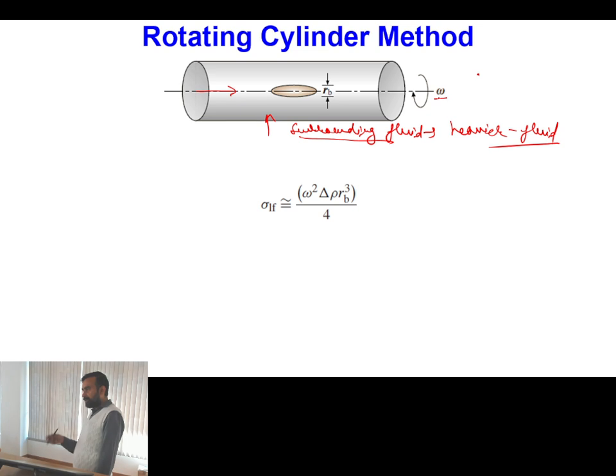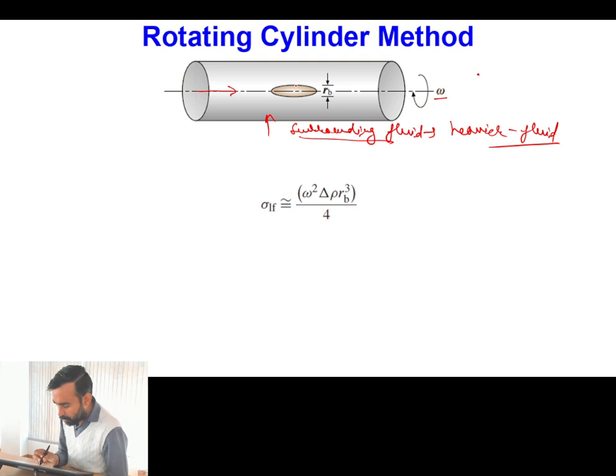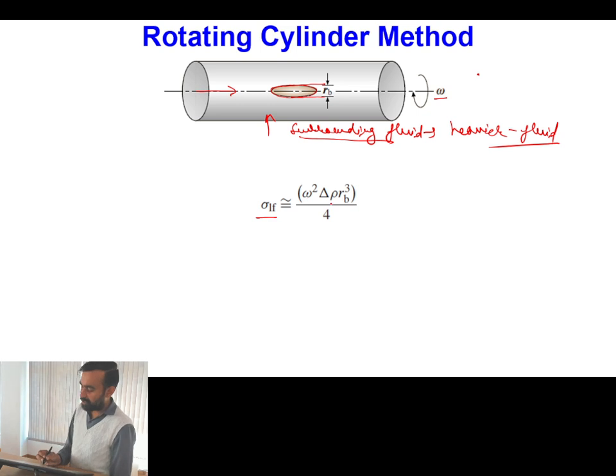Once you rotate the tube at high speed, what will happen? The heavier fluid will stay outside and the lighter fluid will be collected at the center, and of course because of the centrifugal effect it will acquire a particular type of shape, and that shape has, in this scenario, the highest thickness as RB. Now surface tension is nearly equal to omega square delta rho RB cube by 4.